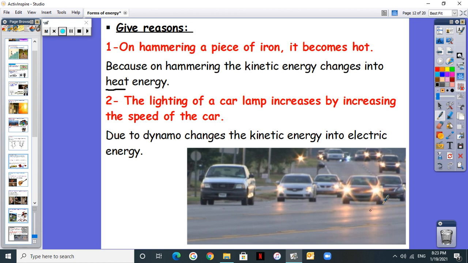As you can see in this picture, the lighting of a car lamp increases by increasing the speed of the car. Why? Because of the dynamo, which changes the kinetic energy into electric energy.